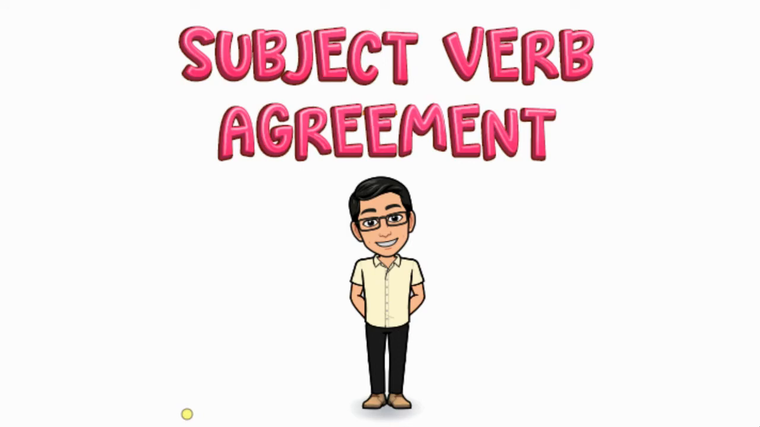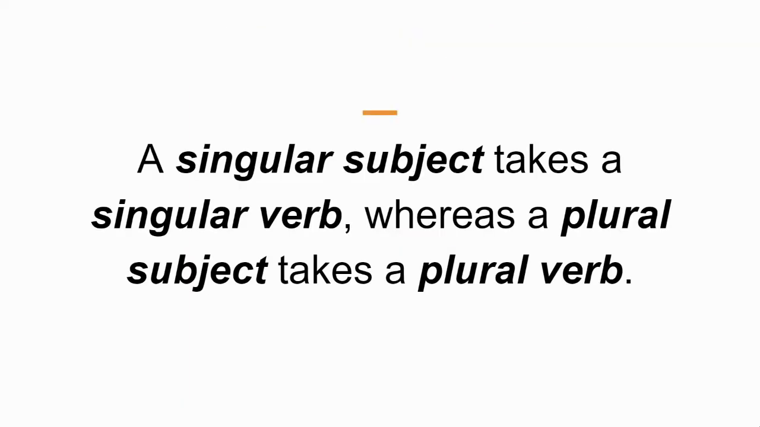Let's once again visit subject-verb agreement. This is necessary in writing conditional sentences, especially in the zero conditional. The rule is a singular subject takes a singular verb, whereas a plural subject takes a plural verb. Singular refers to just one person or thing, while plural denotes more than one.